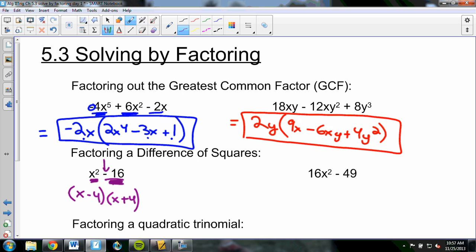What's the difference of squares for the one on the right? Hey, Ray? Would it be 4x minus 7 and 4x plus 7? There it is. Anybody have an issue with that? Any question?